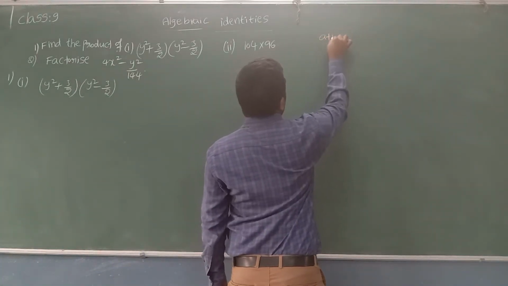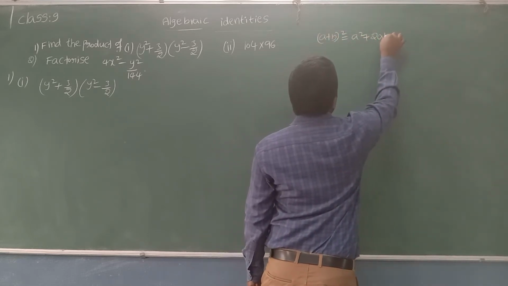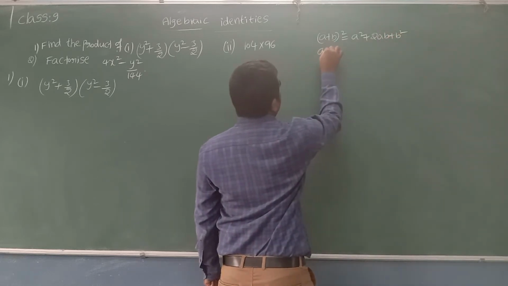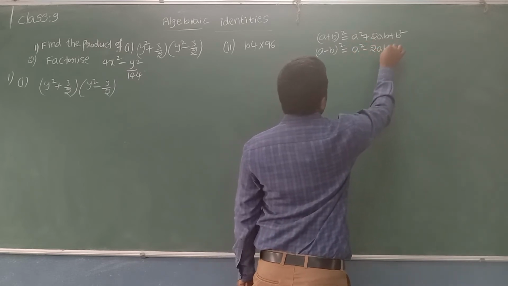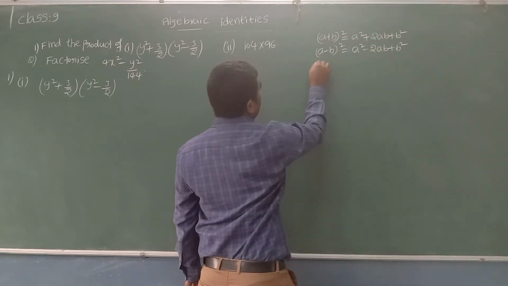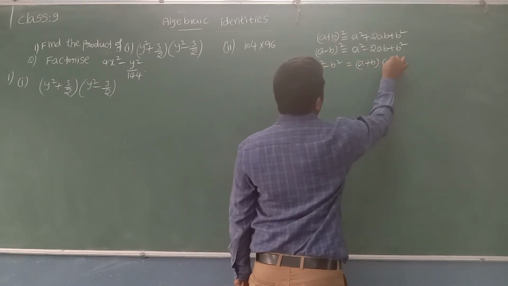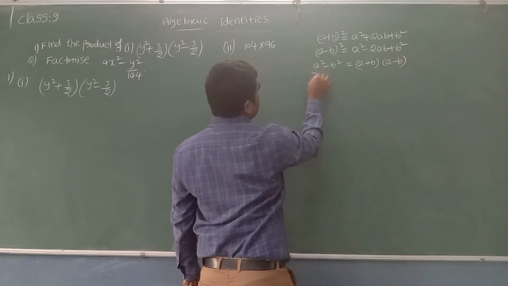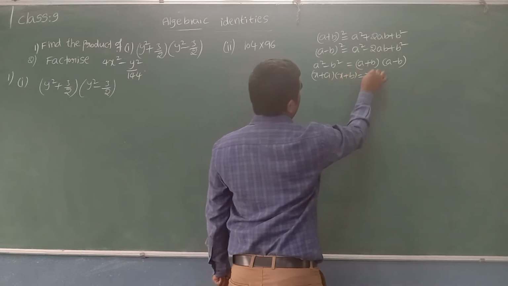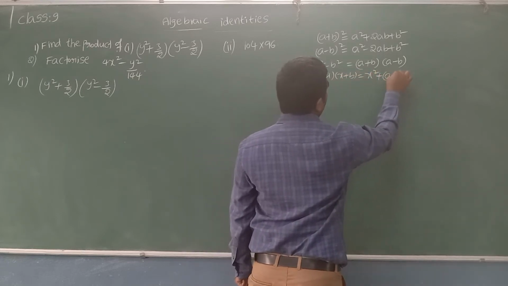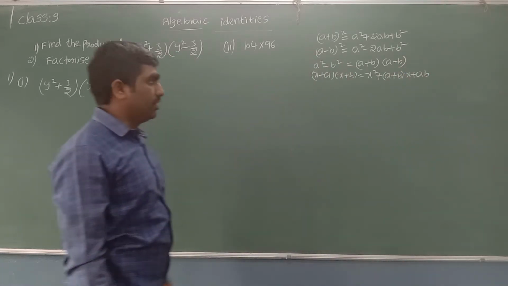We learned the identities: a plus b whole square is equal to a square plus 2ab plus b square, and a minus b whole square is equal to a square minus 2ab plus b square. One more identity is a square minus b square is equal to a plus b into a minus b. The next one is x plus a into x plus b is equal to x square plus a plus b into x plus ab. So these are the identities we learned just now.